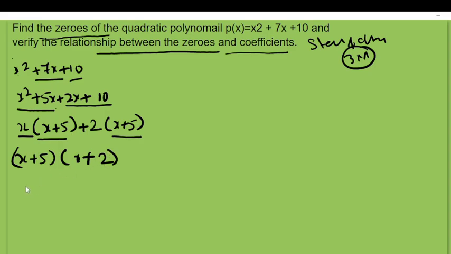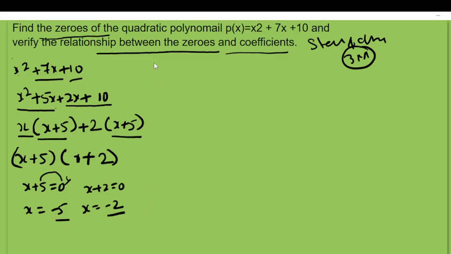But we need the zeros, that's why we take x plus 5 is equal to 0 and x plus 2 is equal to 0. After transferring the plus 5 to the right side, it becomes minus 5. That's why x is equal to minus 5, and in the same way x is equal to minus 2. Minus 5 and minus 2 are the zeros of the polynomial. Our first half of the solution is completed.